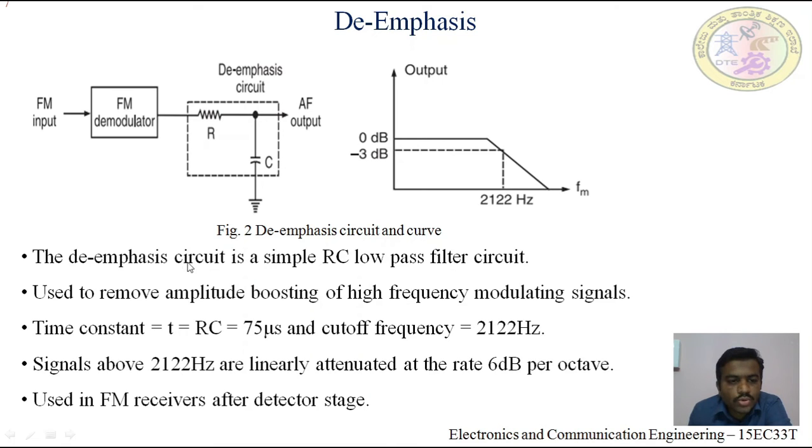This circuit is used to remove the amplification of high-frequency modulating signals. This low-pass filter has a time constant of 75 microseconds and cutoff frequency of 2122 Hz. The signals which have the frequency above 2122 Hz are linearly attenuated at the rate of 6 decibel per octave. This de-emphasis circuit is placed at the output of the FM demodulator circuit.